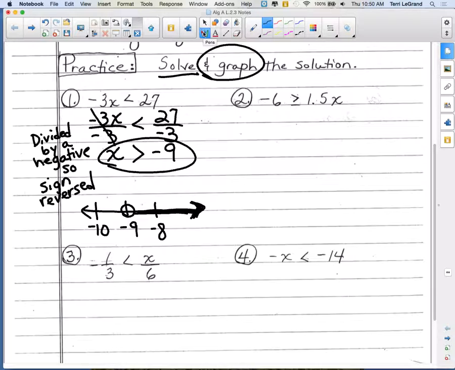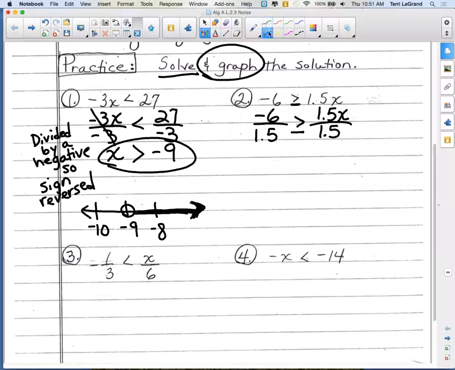What would we do in number 2? Divide the 1.5. Okay, we don't divide the 1.5. What do we do? Divide both sides by 1.5. -6 is going to get divided by 1.5. And there's an equal to bar here, don't miss it. And 1.5x is going to get divided by 1.5.